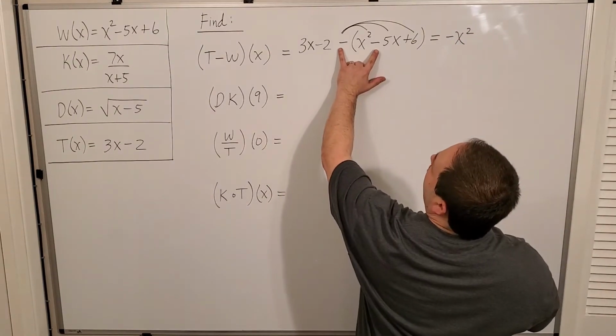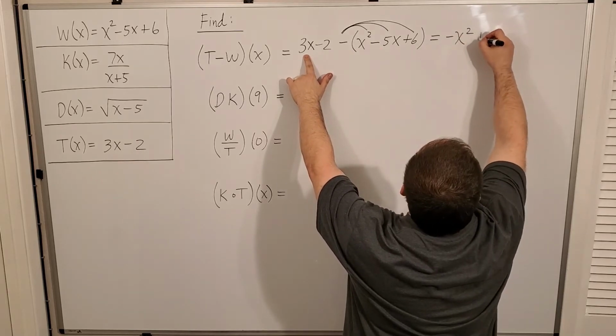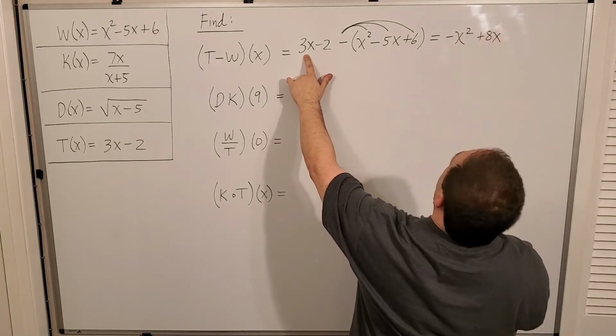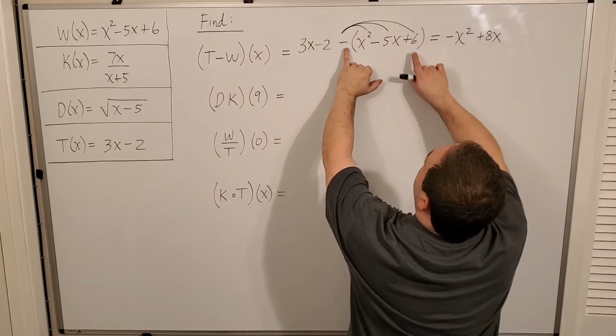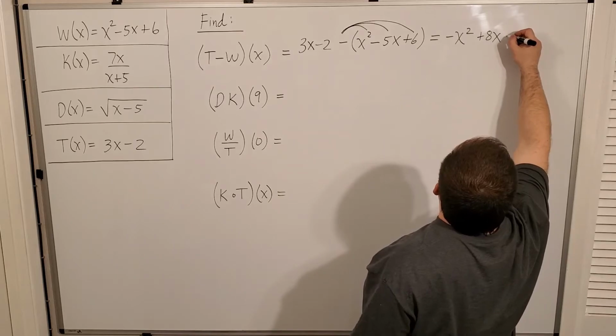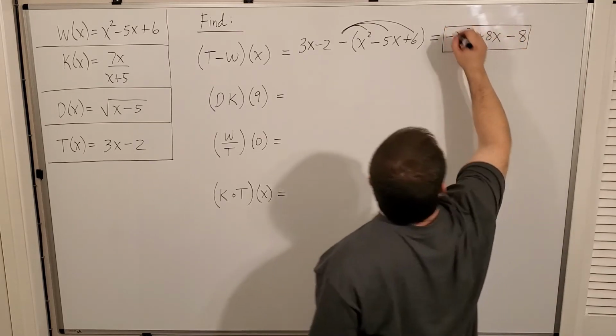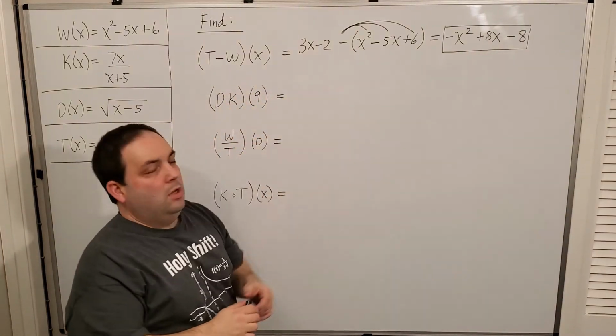And then I'm going to have plus 5x plus 3x, which is 8x. And then I've got negative 6 minus 2, so minus 8. This is t minus w of x.